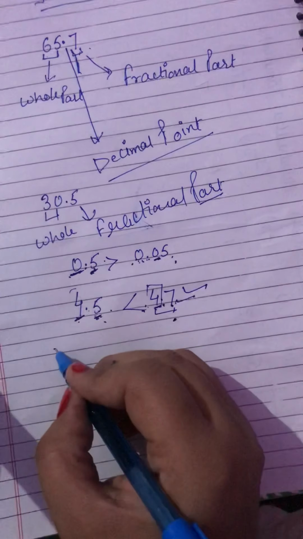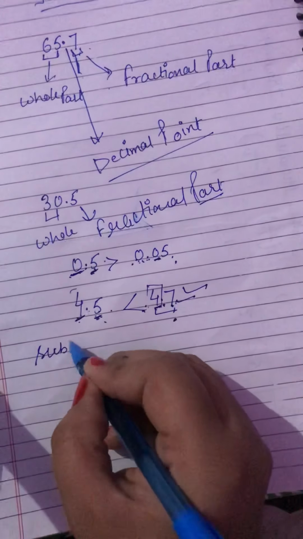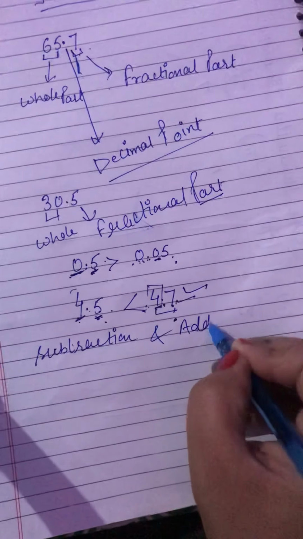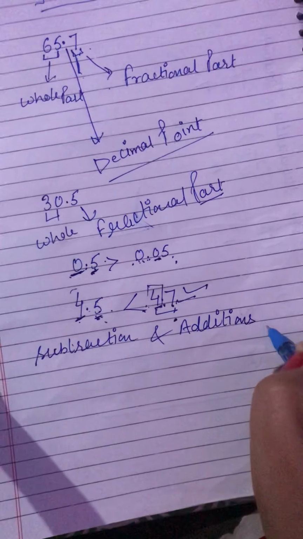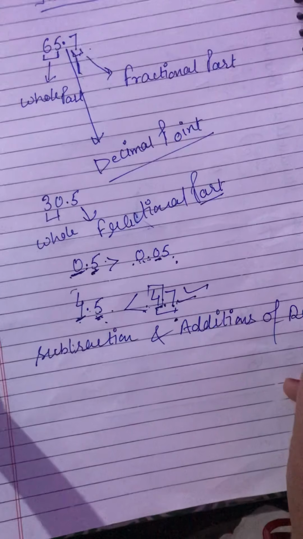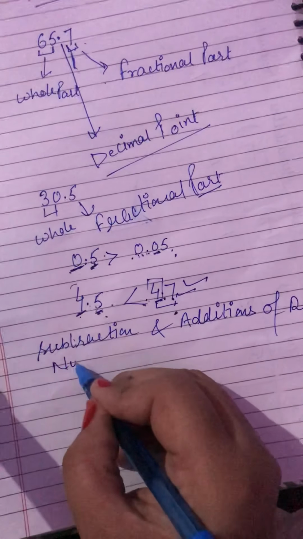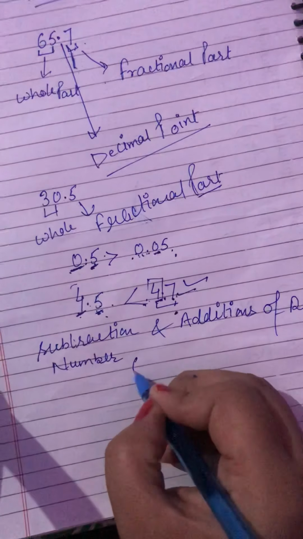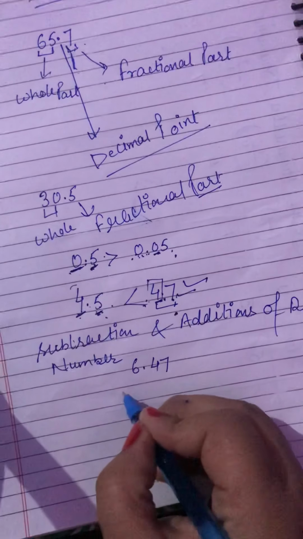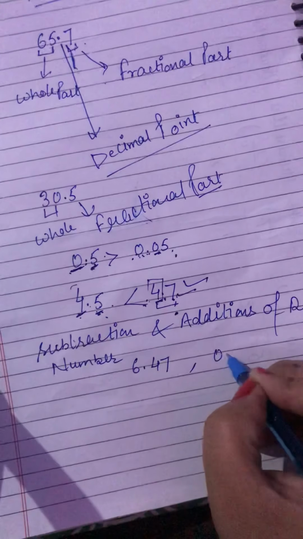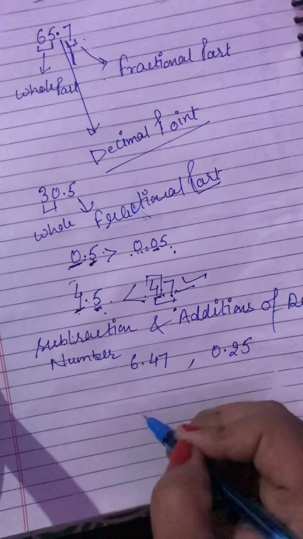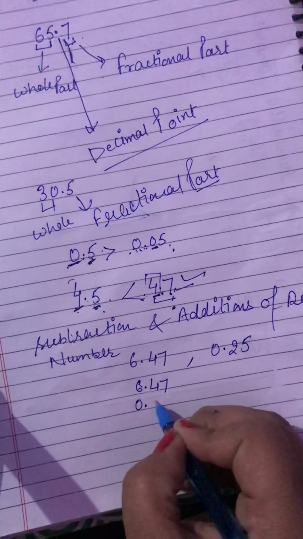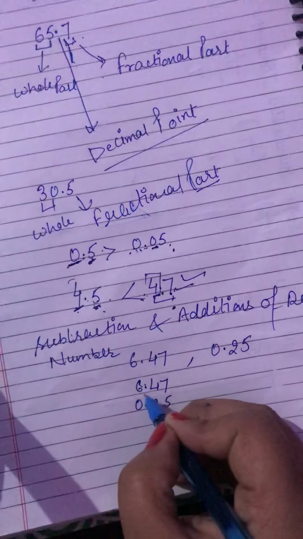And now, addition and subtraction of decimal numbers. Suppose I am taking 6.45 and I have to add 0.25. I will write it at the same position, with the decimal point in the same place.